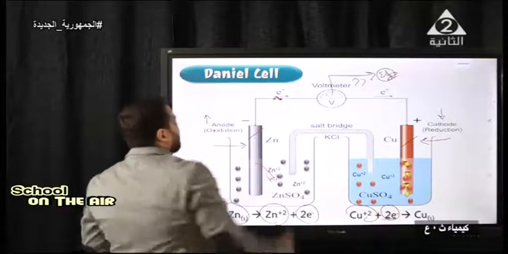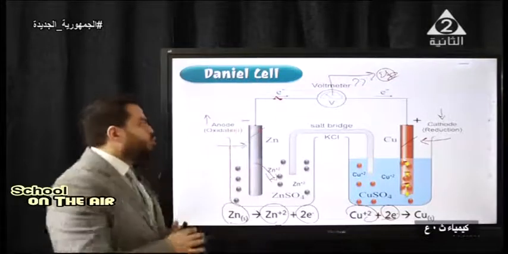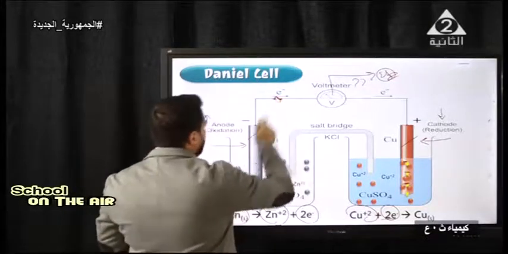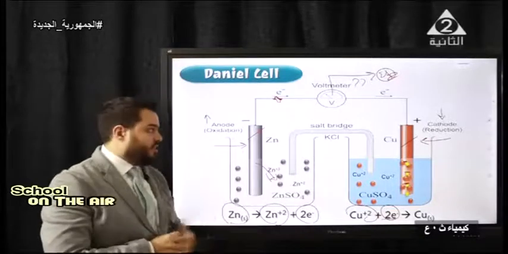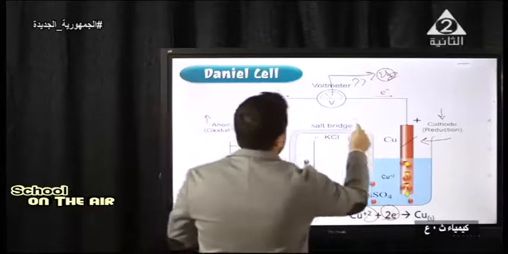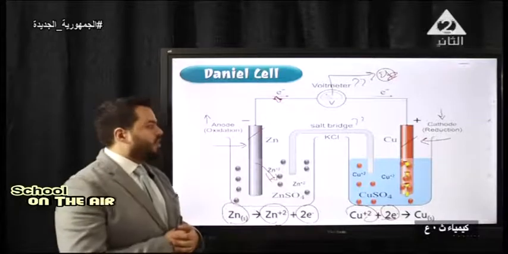Don't forget that any electrolytic cell can have a key to open and to be closed when the experiment is done, or when the reaction is done. And what is this? This is the salt bridge, and we are going to discuss it separately on its own.